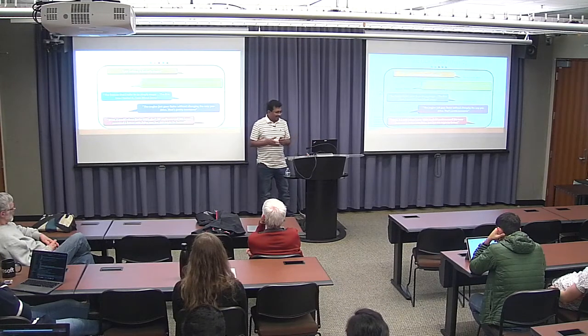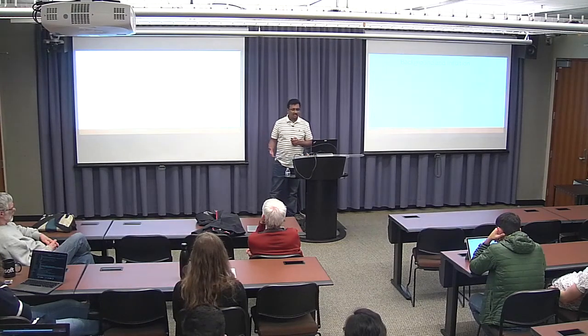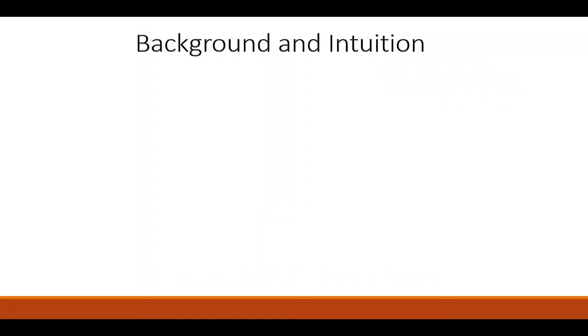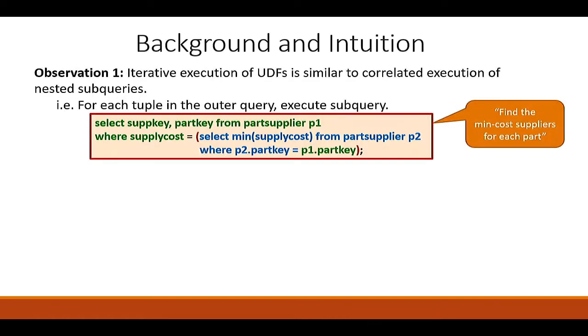So with that background, now I'll get into the intuition of actually how Froid works and what really happens under the covers. So the key intuition behind Froid comes from two observations. The first observation is that this iterative execution of UDFs, which is like this row by row thing that I talked about, it turns out is very similar to what we call correlated execution of subqueries. So what do I mean by that?